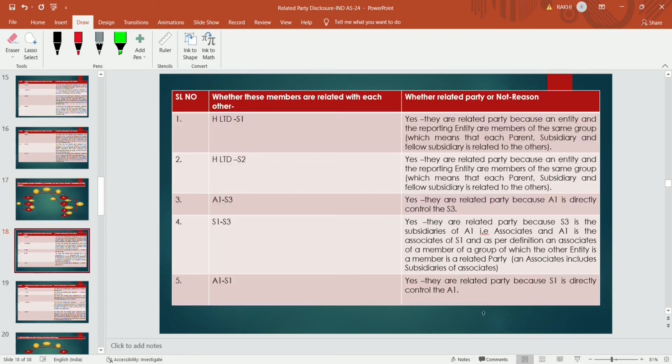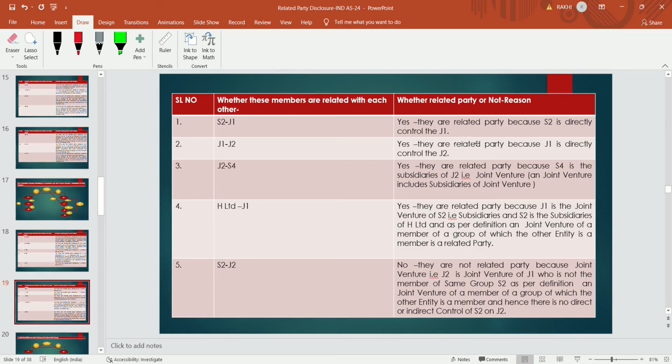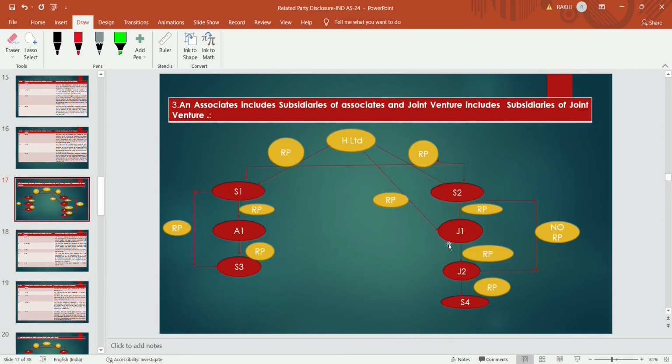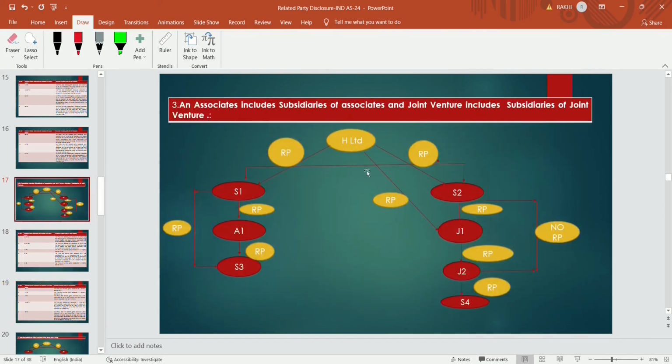Now A1 and S1, whether they are related party? Yes, as per the definition, they are related party because they have direct control, and also the associate of a member of the group of which the other entity is a member. Now comes the joint venture. Here is S2. Whether S2 and J1 are related with each other? Answer is yes, they are related because S2 directly controls J1. J1 and S2, they have direct control, so they are related parties. And J2 and S4, they have direct control, so they are related parties. H Limited and J1 are related parties.